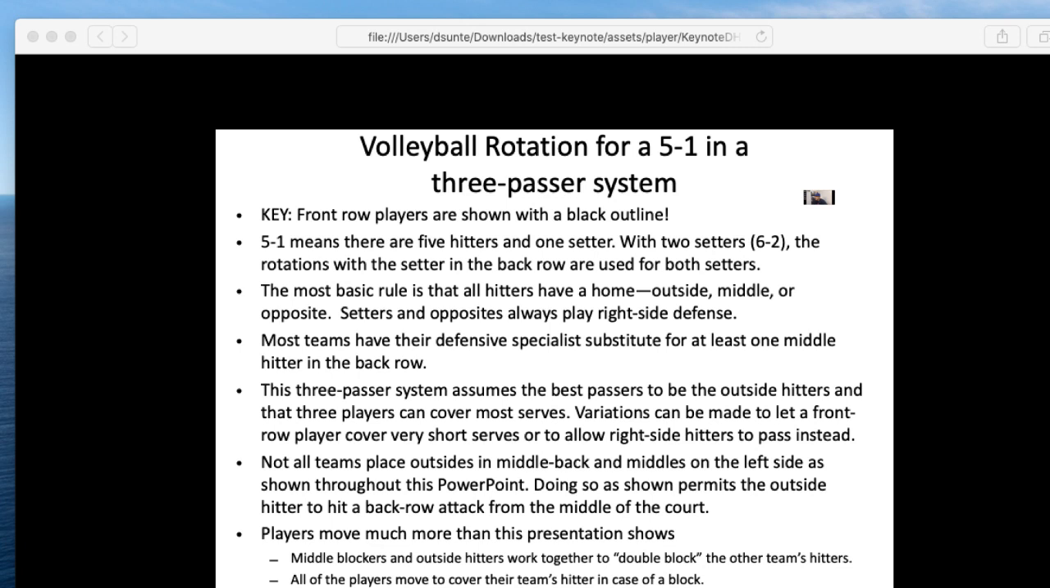But the 3-passer system assumes that the best passers have to be the outsides and the actual DS that comes in, or libero. I will point that out as we go through this. Not all teams place outsides in the middle back and middles on the left side as shown on this PowerPoint presentation I'm going to go through. But players move. As long as they don't overlap, everything is A-okay within the 5-1. I'm going to explain that here.